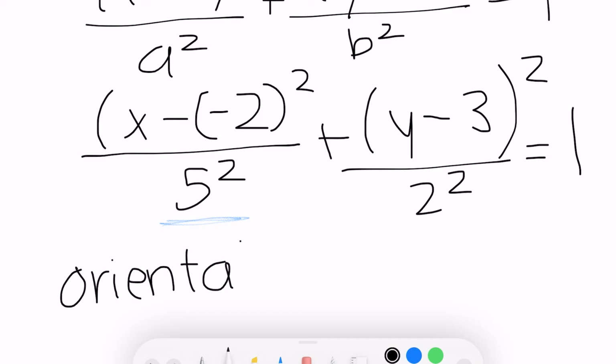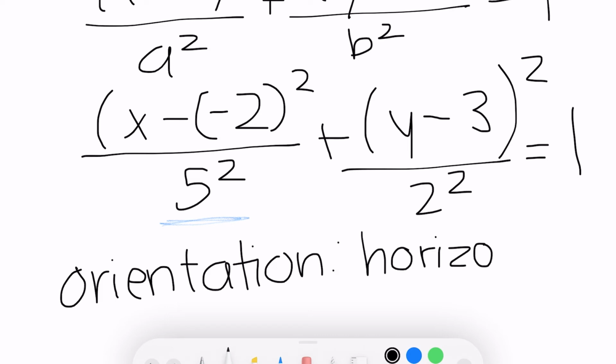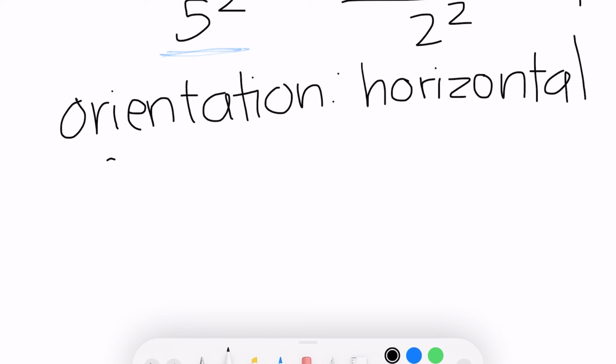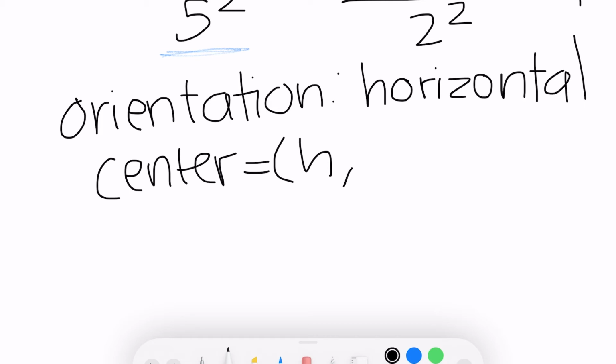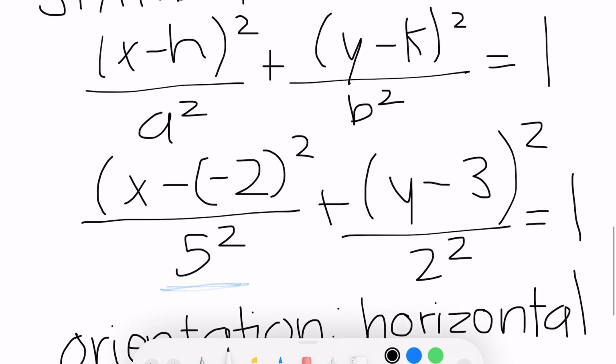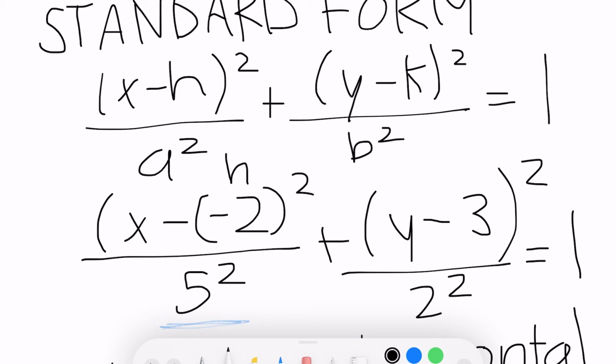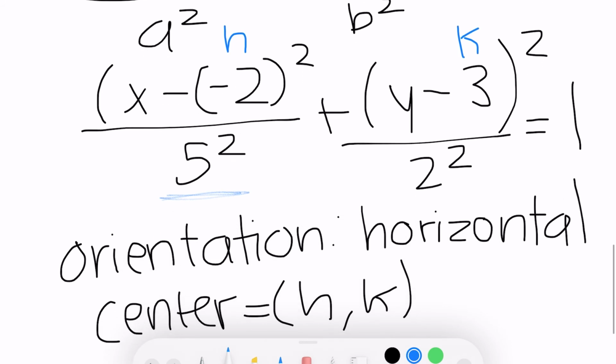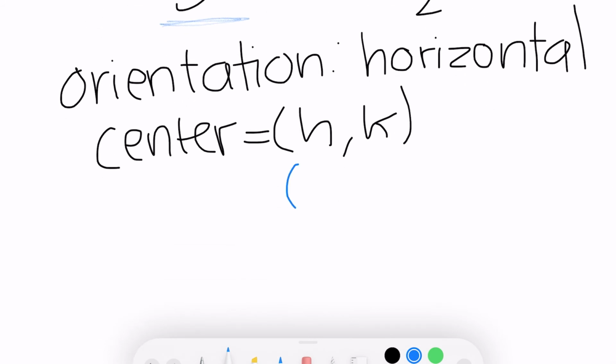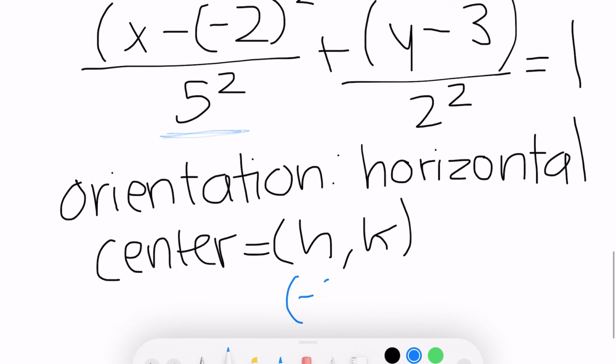The orientation: because a is greater, it's going to be horizontal. So in this graph, the ellipse is going to be horizontal. And the center, we're going to find the center next. The center in the standard equation is h comma k, and our h is negative 2 and our k is 3. So we get negative 2, comma 3, that is our center.